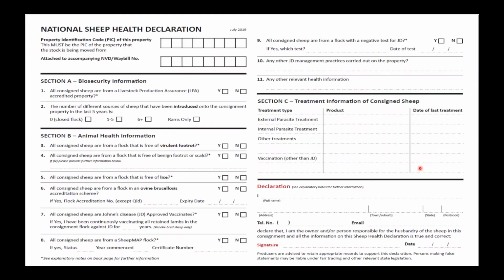So back to the Sheep Health Declaration, and again, this is the new one from July this year. There's a couple of questions that relate to foot rot. This one here, Section B, Question 3 is the same as the previous version of the Sheep Health Declaration, asking whether the sheep in the flock are free of virulent foot rot. And now the addition of Question 4, asking whether the sheep in the flock are free of benign foot rot also, or as it has commonly been referred to in the past, scald. So it's important to note that if you are diagnosed with a benign form of foot rot, it is still important to declare that when you sell sheep.